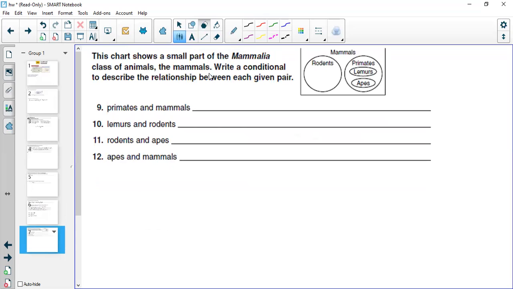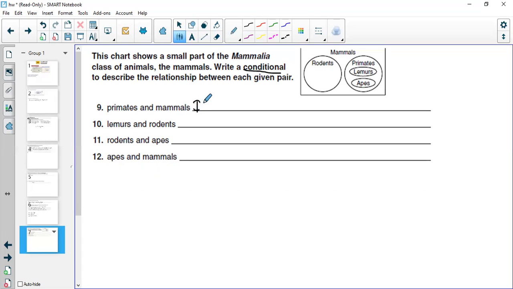Right, so here this chart shows a small part of the mammalia class of animals, the mammals. Write a conditional to describe the relationship between each given pair. So the figure is talking about the mammals. So mammals are divided into 2, the rodents and the primates. So under primates, again, we have lemurs and apes. So here they're asking us to write the conditional to describe the primates and mammals.